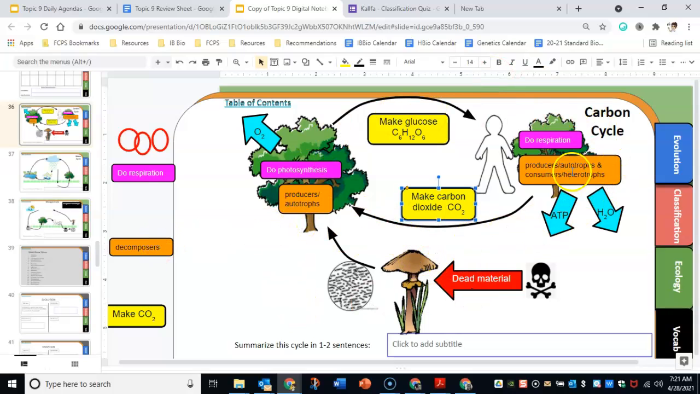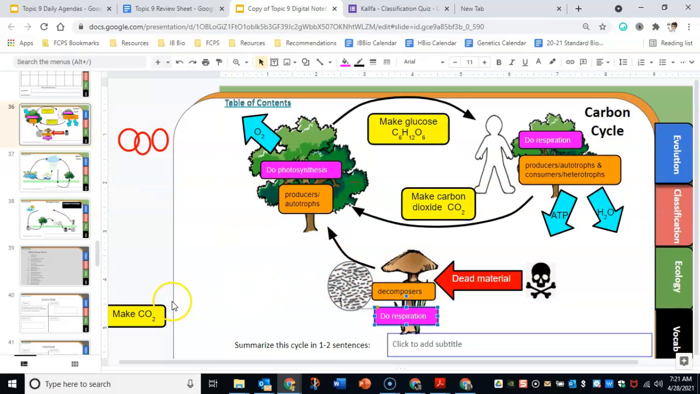Now, the last thing is when trees or when humans or when other organisms die, decomposers like mushrooms or like earthworms take in that dead material, and they go through respiration as well, and they also produce CO2 as it. So once they do that and they make the CO2, it goes back into this cycle of photosynthesis and cellular respiration. So it's a constant cycle. Even when things die, that carbon gets put back into the cycle through decomposers.